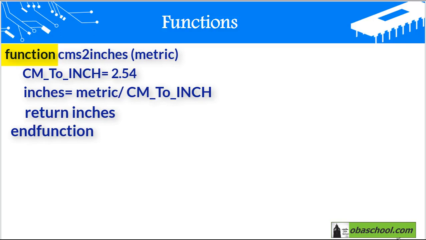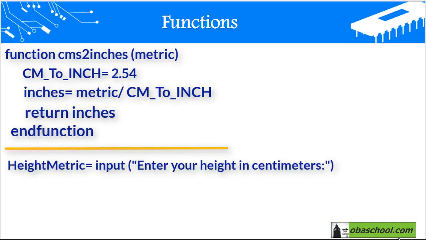Suppose in the program we have a variable called height metric and you put in it an input message which is enter your height in centimeters. We put it between brackets and quotations so it can be shown to the user. When the user enters his height, the value will be saved in variable height metric.